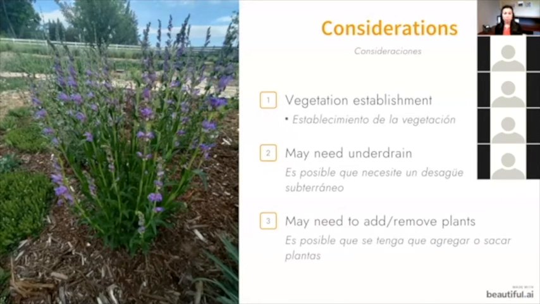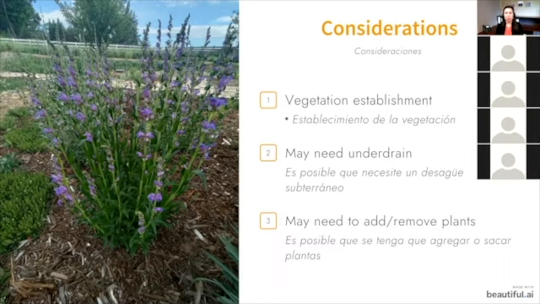garden. Considerations: you will need to establish your vegetation. So that means you will need to water them, but you don't want to install permanent irrigation in rain gardens, but until they are established, which takes 2 to 3 years, you will need to water them. So this would be an instance of temporary irrigation. Once again, you might need an under drain depending on your site, and you might have to add or remove plants depending on, again, kind of bouncing around here.